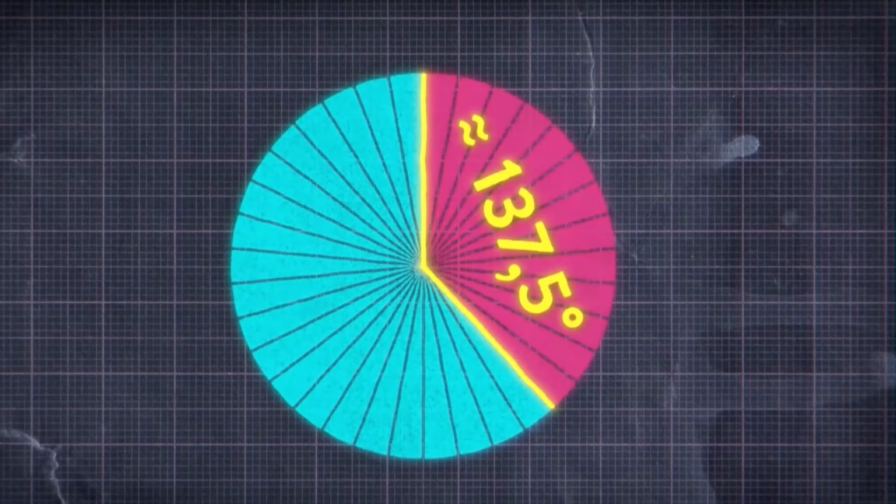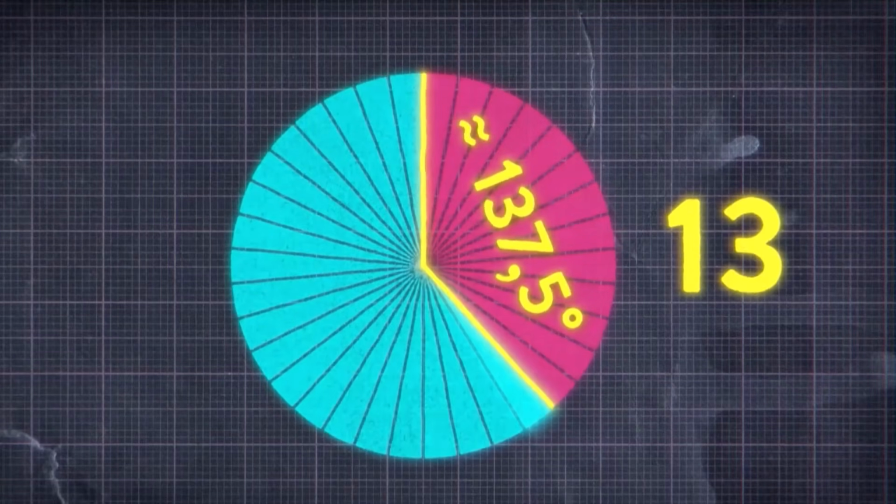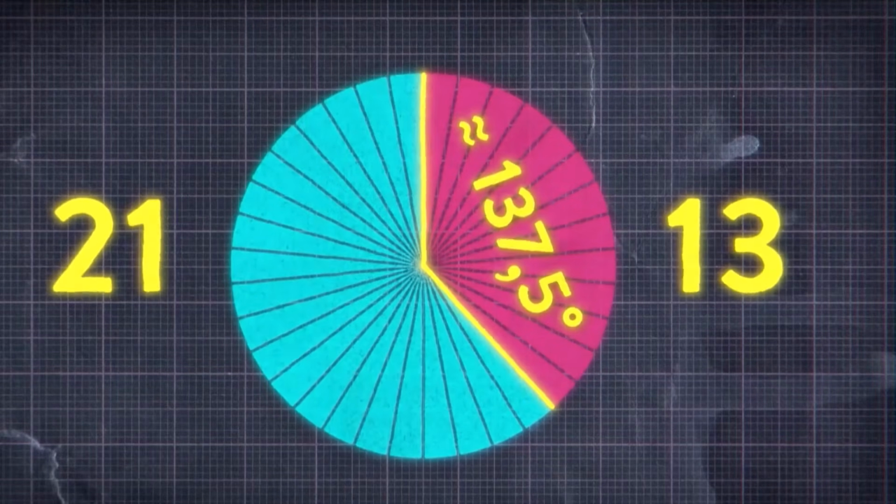If you cut a circle into 34 equal sections, the golden angle corresponds to 13 sections on one side and 21 on the other, 2 consecutive numbers of the sequence. This is no accident. It is the geometry of phi made manifest.